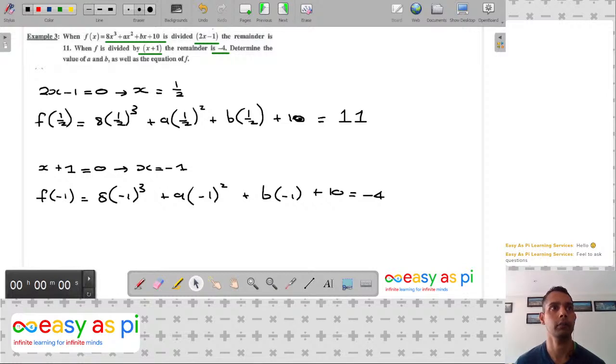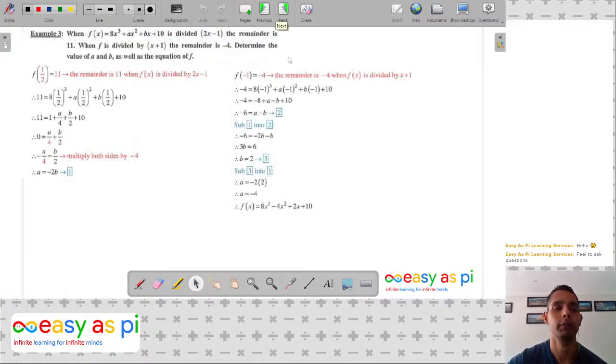All right, so let's have a look at completing this. If you completed this, you would eventually have gotten something like this: 0 is equal to a over 4 plus b over 2. And of course you could have then solved for a, and you would have gotten a is equal to minus 2b, and that would have been your equation 1. And this is from the remainder when you had 2x minus 1.